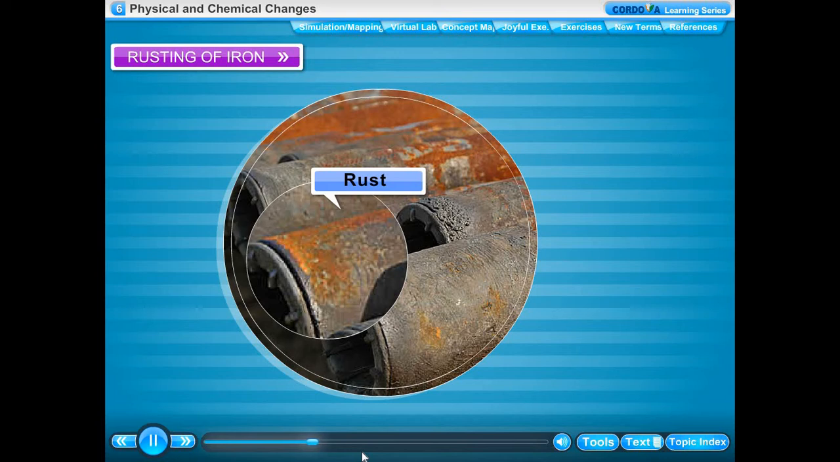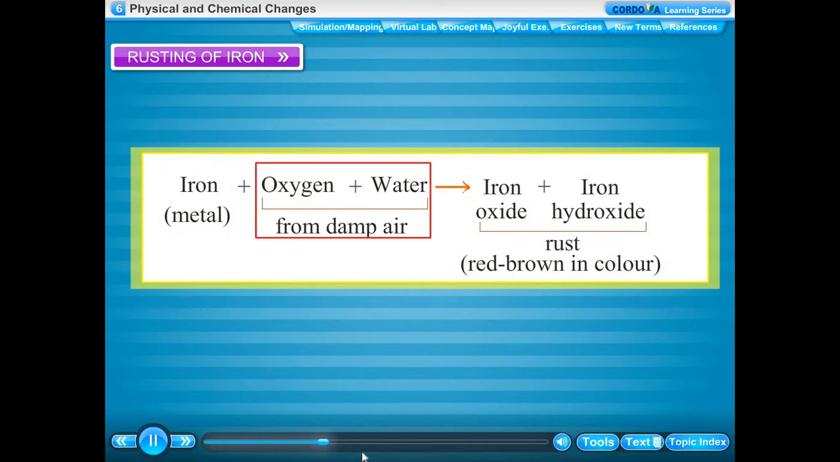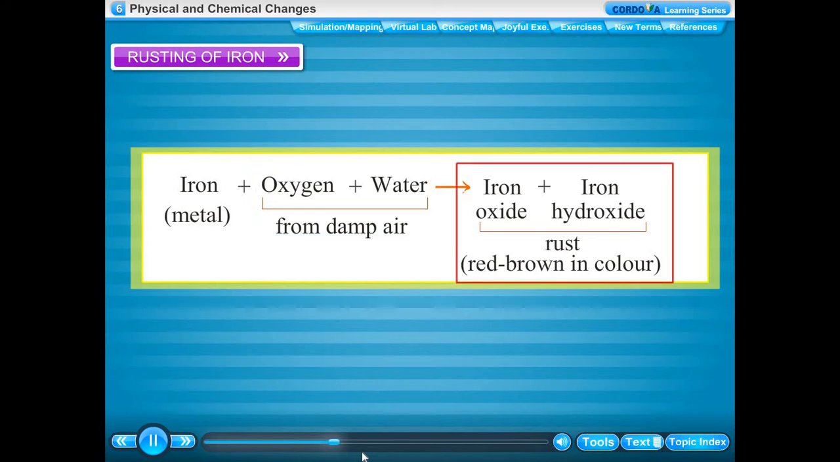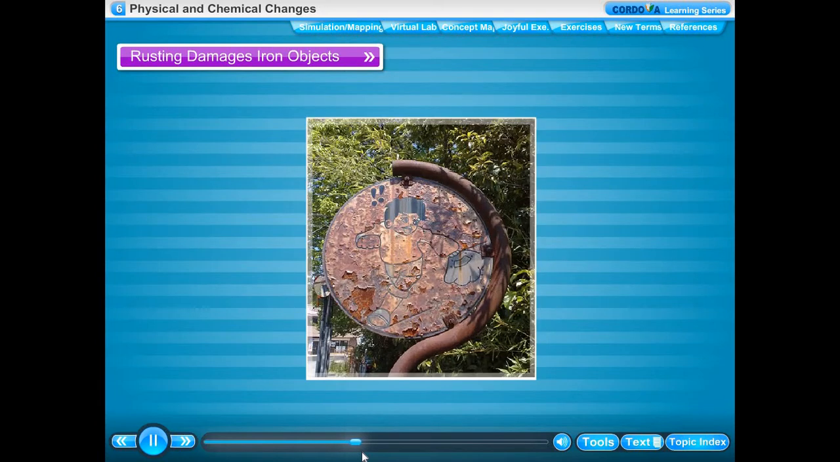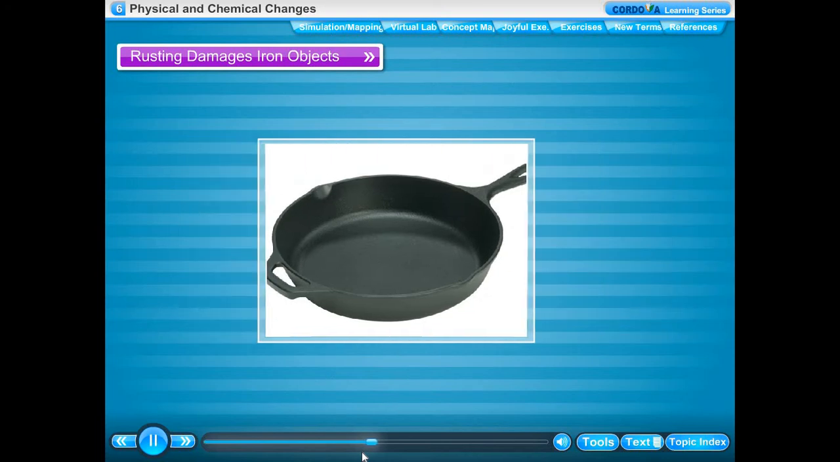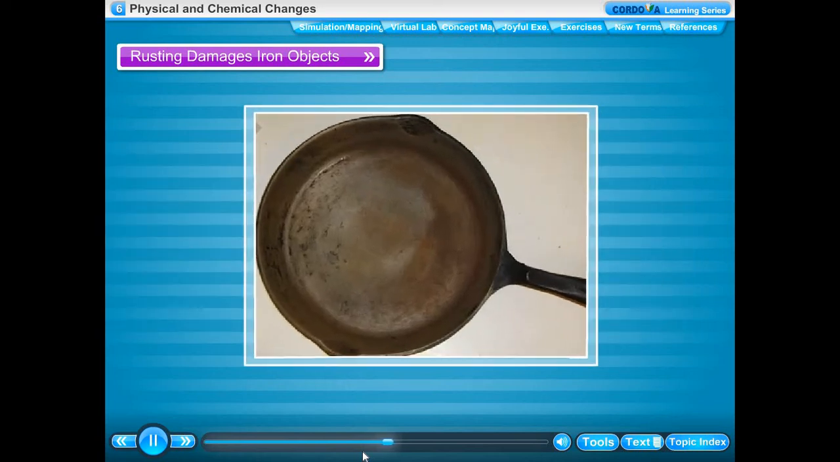The process of rusting can be represented by the following equation. Iron metal plus oxygen plus water from damp air gives us iron oxide plus iron hydroxide, rust, red-brown in color. Rusting damages iron objects. Rust is soft and porous. The layer of rust so formed falls off from the surface of a rusted iron object, exposing fresh iron metal which starts rusting. This continued rusting makes the iron objects weak and ultimately makes them useless.